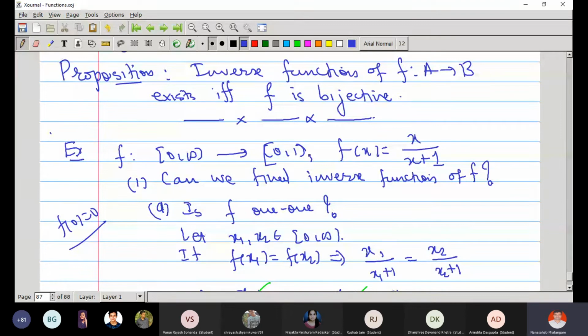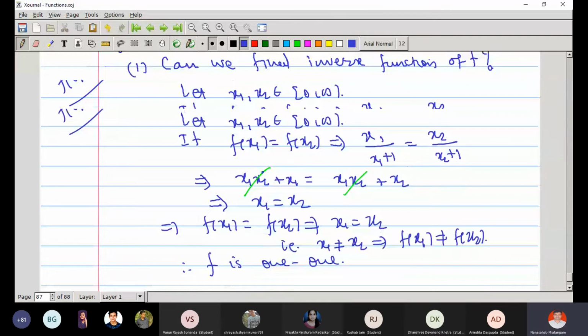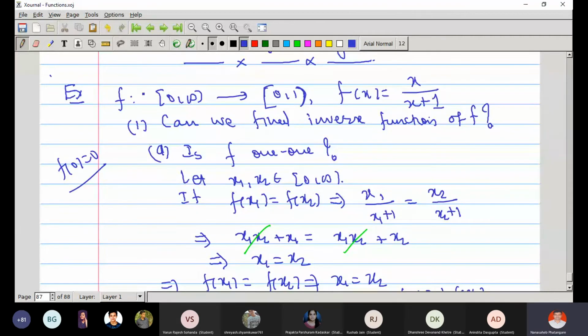But should I include 1 also? Let us check. No. For 0 there is a pre-image, no problem. That is not an issue. f of 0 is 0. So 0 is in the domain, and its image must be in the codomain. That is fine. So f is one-one. That is clear. Now, is f onto? Is f onto?